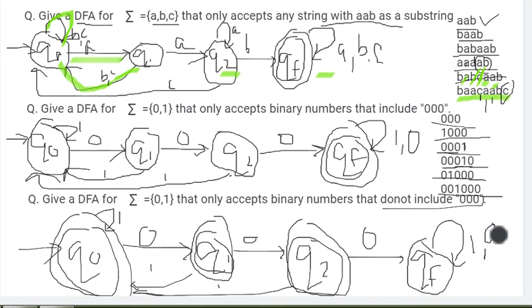If you check it, do not include means if it is 000, is it moving to final state? No. Q0, 0, Q1 state, 0, it is going to Q2 state. Okay, and then Q2 state, again the third 0, it is moving to the final state. No, we have given the name QF, but there is no double circle, so it's not a final state. The machine does not halt.